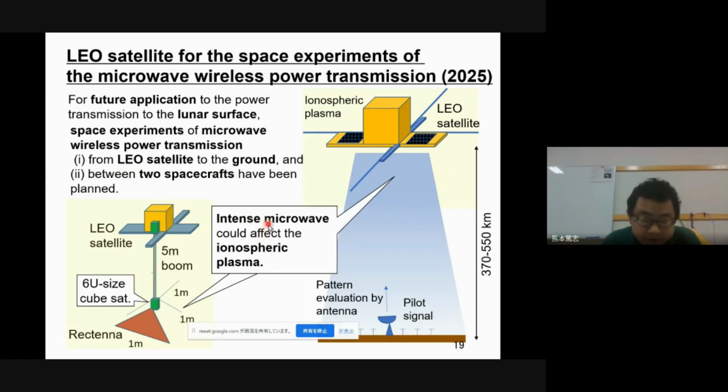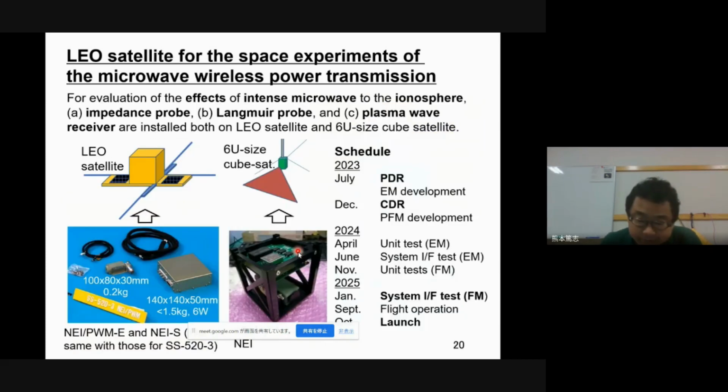And since the experiment is performed in the ionosphere, intense microwaves could affect the ionospheric plasma. In order to evaluate the effect of intense microwaves on the ionospheric plasma, NEI and PWM are planned to be installed on this low Earth orbit satellite and a 6U size cube satellite. Especially for installation on this cube satellite, some modification of the NEI design would be needed for downsizing.